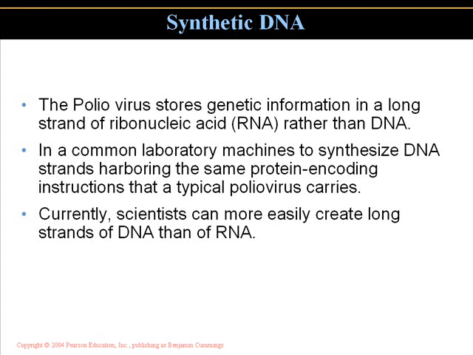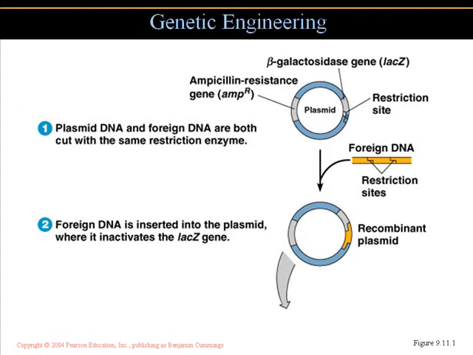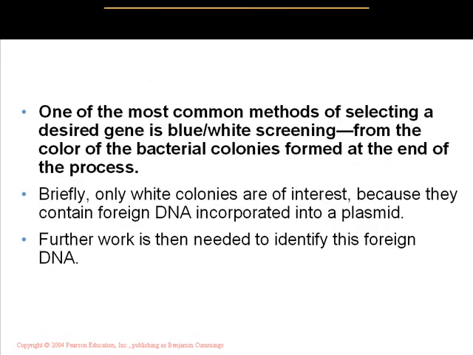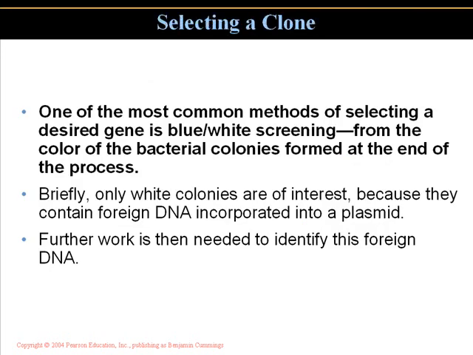So scientists are now more readily able to work with these long strands of DNA rather than RNA. Then in the genetic engineering process, these strands can be inserted into plasmids, and through a process of amplification can produce significant quantities of these organisms. One of the most common methods of selecting a desired gene is called blue-white screening, from the color of the bacterial colonies formed at the end of the process. Only white colonies are of interest because they contain foreign DNA incorporated into a plasmid, and this will show up basically on a color screen.